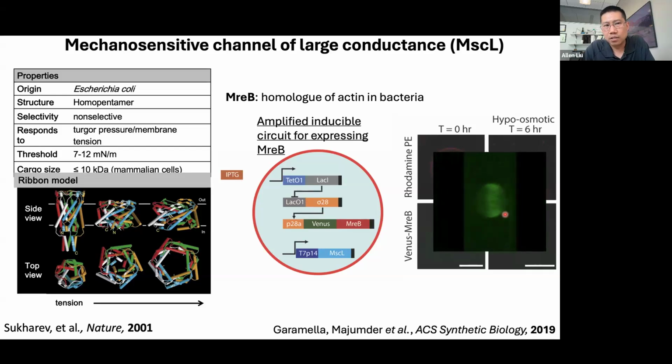So this mechanosensitive channel is actually quite versatile, and we have used it in a number of studies previously in cells and in GUVs.